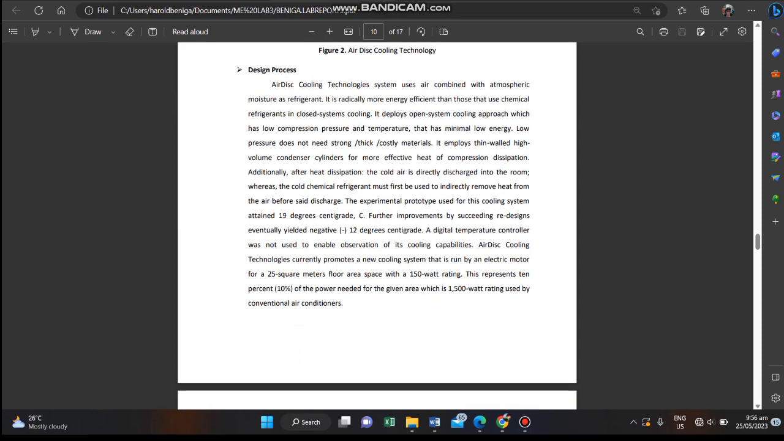So we have here the design process. Air disc cooling technology system uses air combined with atmospheric moisture as refrigerant. It is radically more energy efficient than those that use chemical refrigerants in closed system cooling. It deploys an open system cooling approach which has low compression pressure and temperature that has minimal low energy. Low pressure does not need strong, thick, costly materials. It employs thin-walled, high-volume condenser cylinders for more effective heat of compression dissipation.